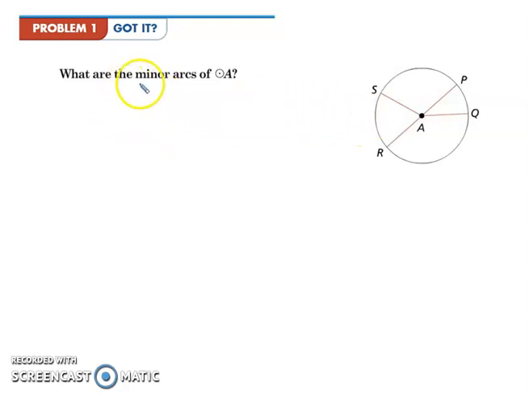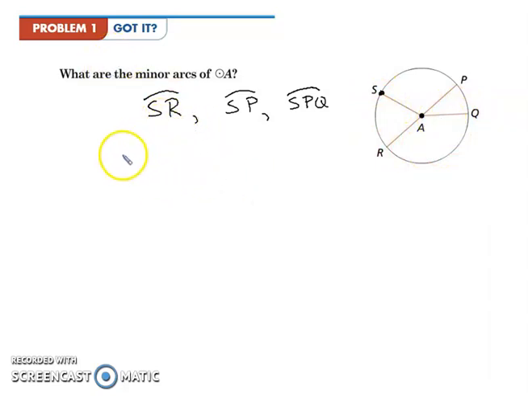Okay, let's answer the question. What are the minor arcs of circle A? Any arc that goes less than halfway counts. So let's see if I can name a few that start with S. Well, I could go from S to R, or call it RS. If I went from S to P, that would be a minor arc. If I went from S to Q this way around the top, that would also be one. Now, to specify, I'm going to call that one SPQ to make sure we know we're going this part of the way, not the long way.